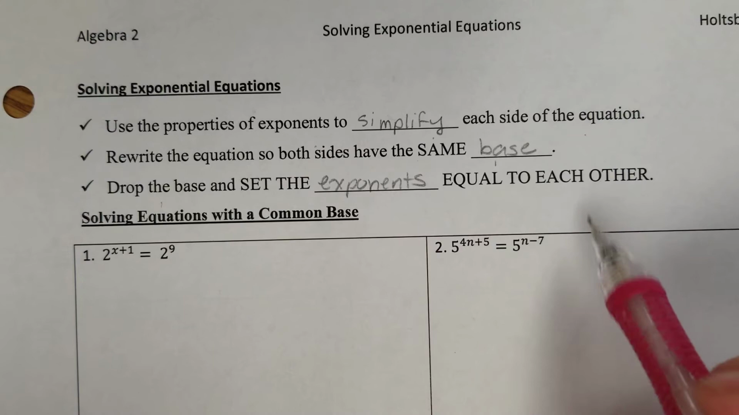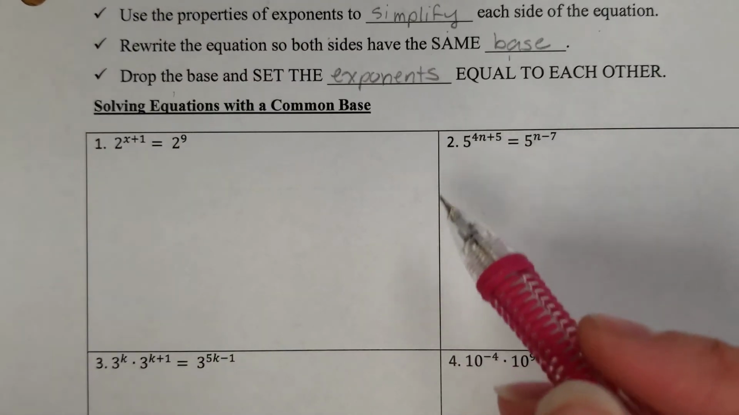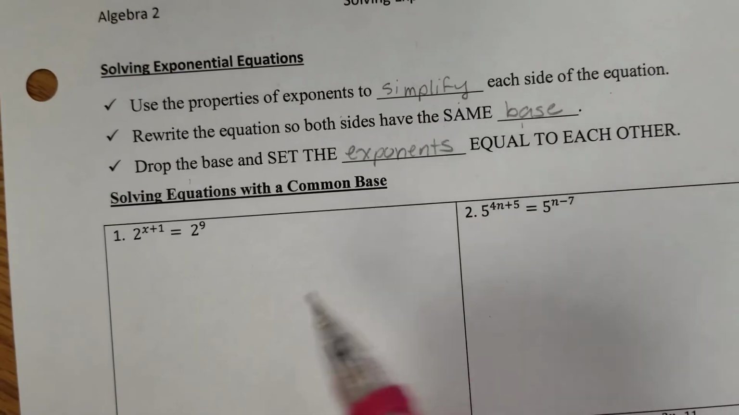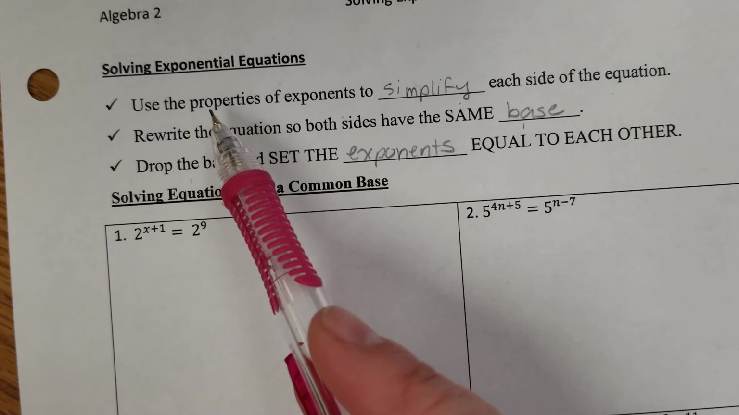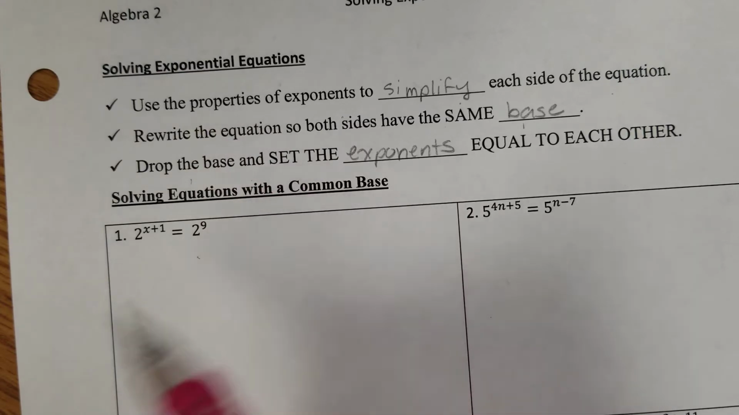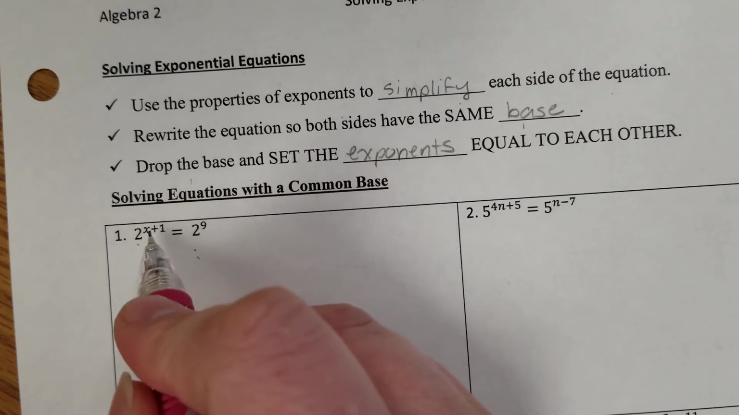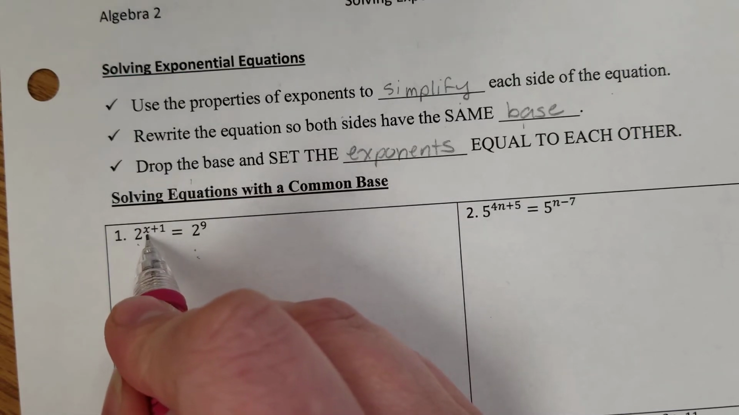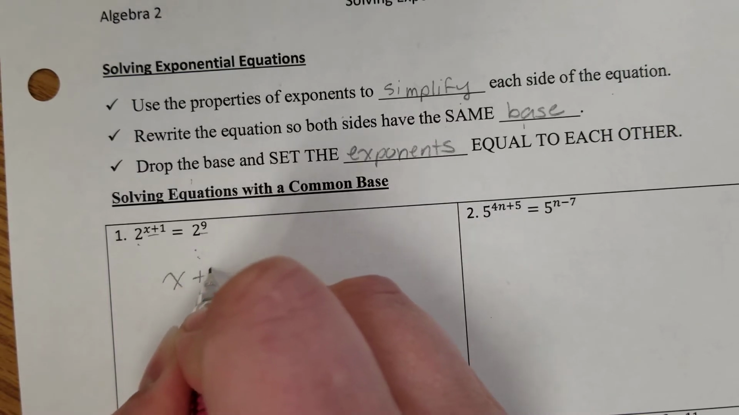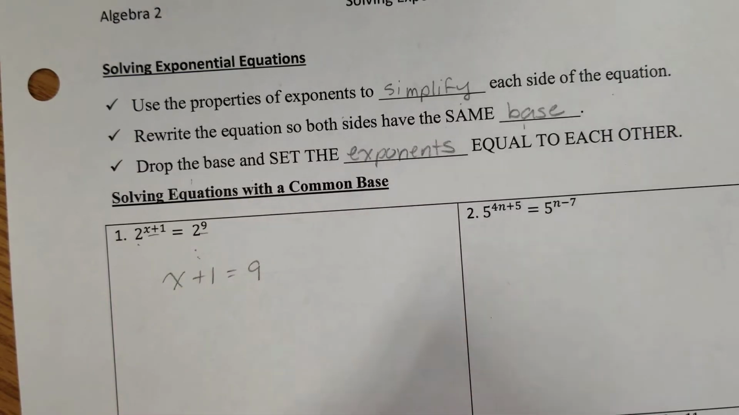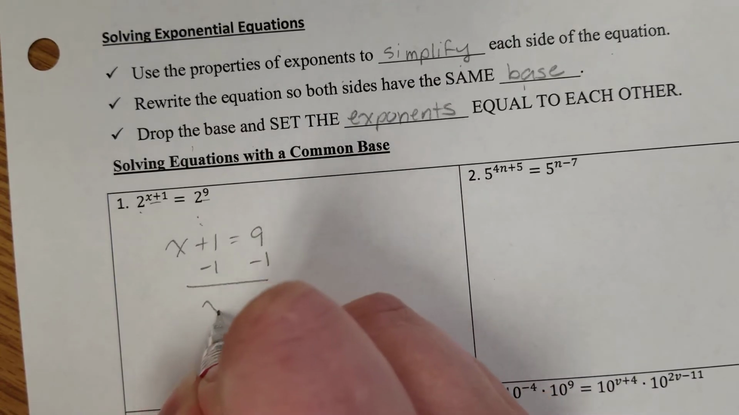So these first four examples already have the same base, so we don't have to worry about getting the same base. We're just going to start with dropping the base and simplifying if we need to. In this first one, we have one of each base already, so we don't have to simplify. We're just going to set the exponents equal to each other. So we have x plus 1 equals 9, and then we're going to solve that for x. We're just going to subtract 1 from both sides. So we know that x equals 8.